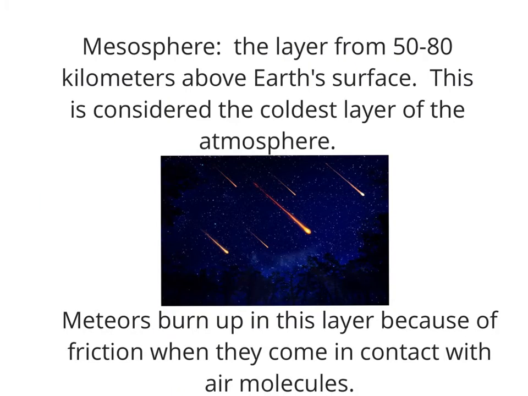Above the stratosphere is a layer we call the mesosphere. This goes from 50 to 80 kilometers above Earth's surface. By the time you get to the top of this layer, you're at the coldest temperatures anywhere in the atmosphere. There are very few air molecules in this layer, but there are enough that when meteors come towards Earth, the friction of the meteor against the air molecules can make those meteors burn up, which is fortunate for us because otherwise we'd probably all be damaged in meteor storms.